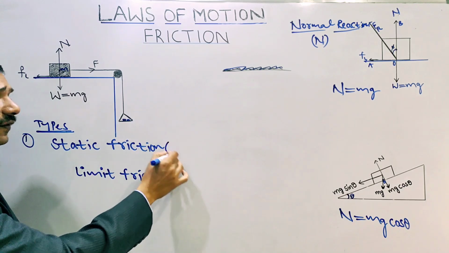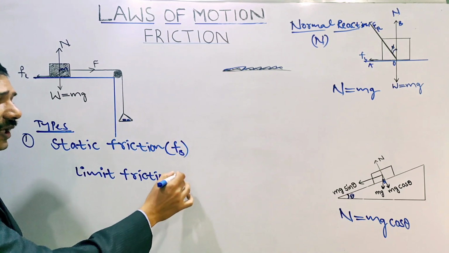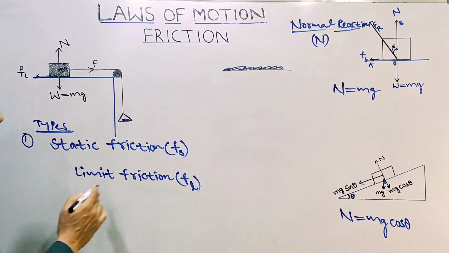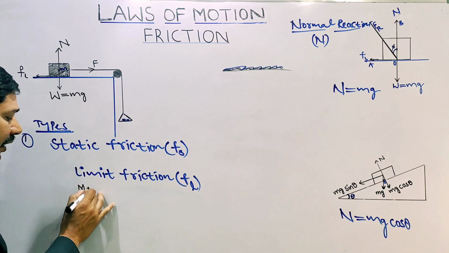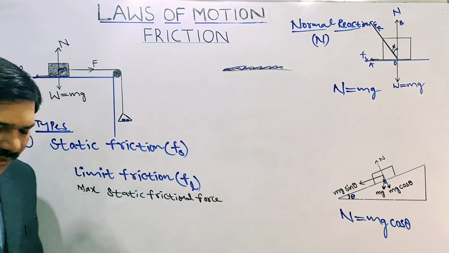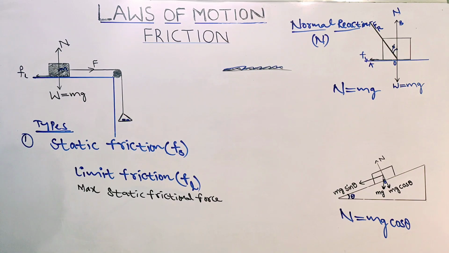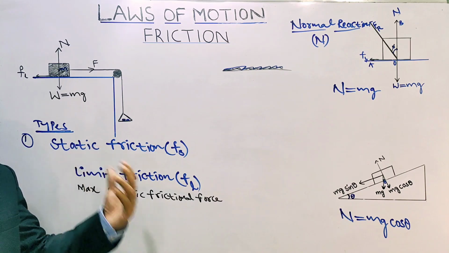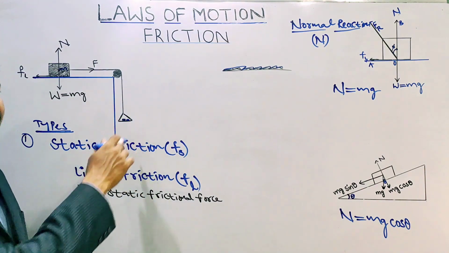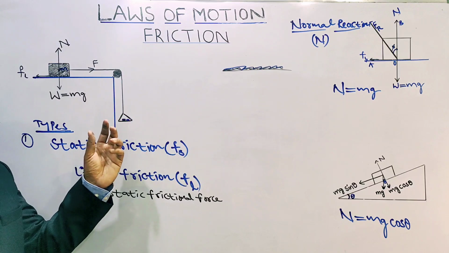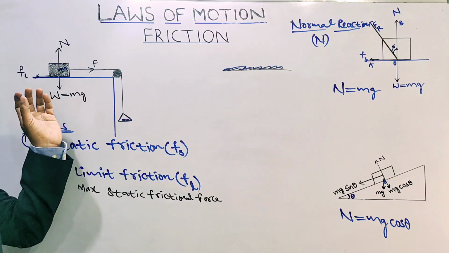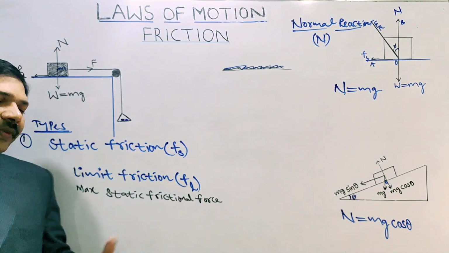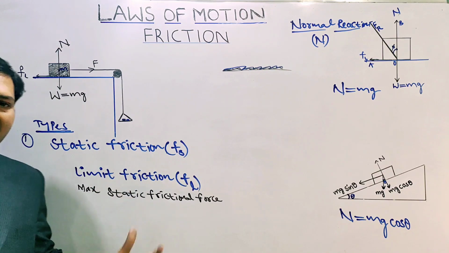If static friction is denoted by the symbol Fs, limiting friction is denoted by the symbol Fl. Limiting friction means the maximum static frictional force. It is also static friction, the body at rest only, but tending to move. If you attach just 1 gram more load, the body moves. But if we are not adding, the body stays at rest, and that maximum static frictional force is called limiting friction.